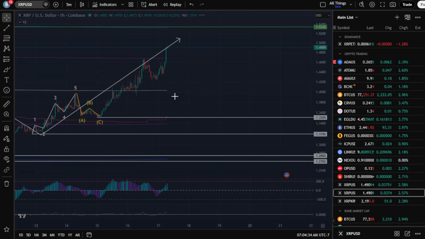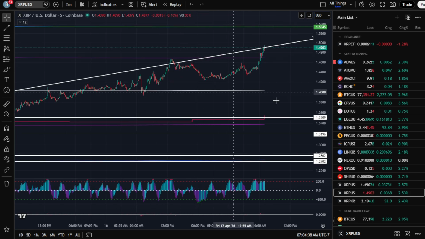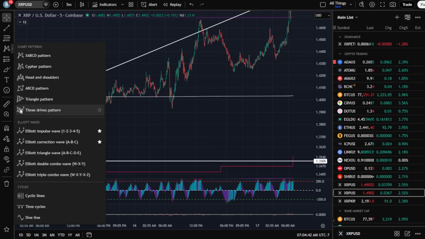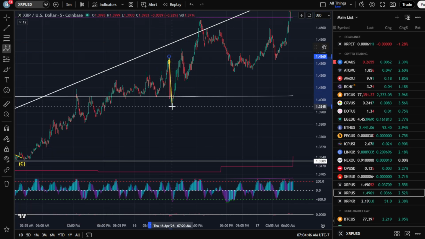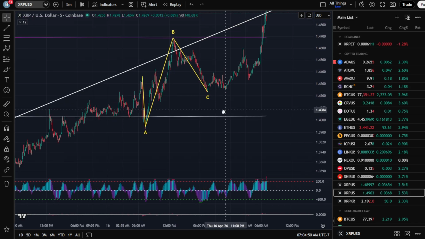Okay, so into this portion here, when we zoom in, we actually had a more tricky ABC structure that played. So this right here was an ABC. So we actually had a completion of a wave 2 ABC that went up. So we came down for the A leg, up for the B leg, and then down for the C leg right here. So that was the end of the way that we did it.